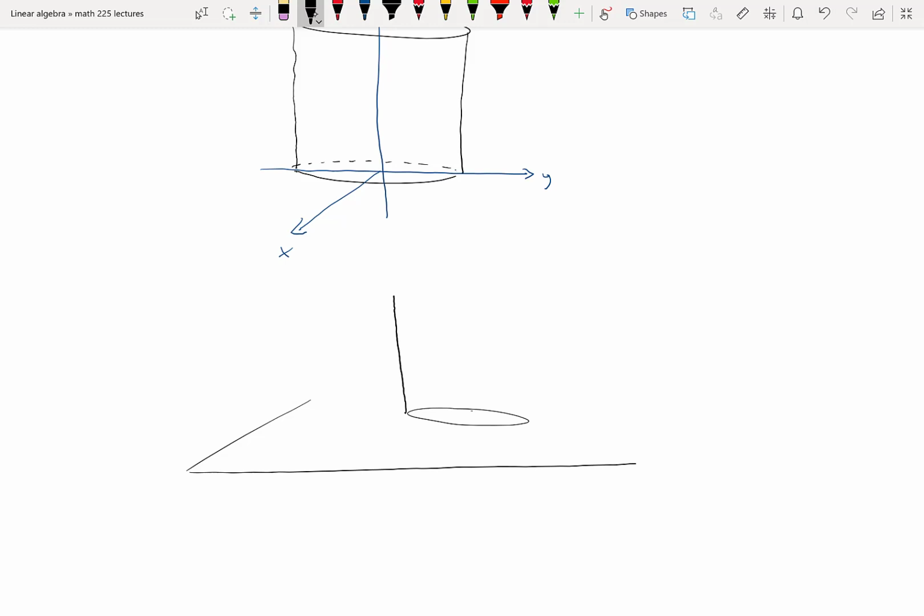The cylinder you can view as the surface that consists of all lines that are parallel to the one I've drawn, the little vertical line on the left there, parallel to that, and pass through the given plane curve.